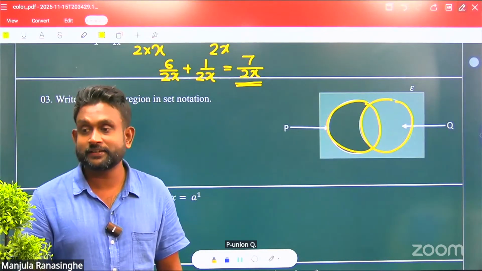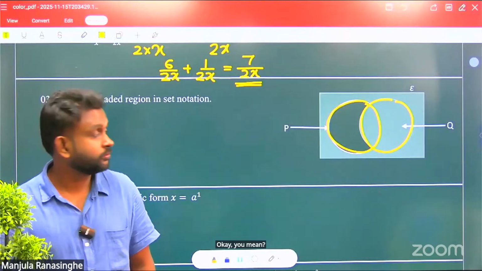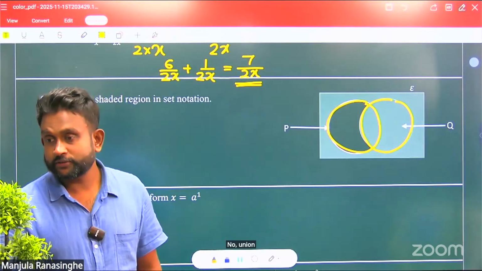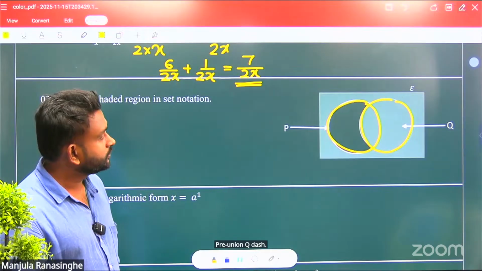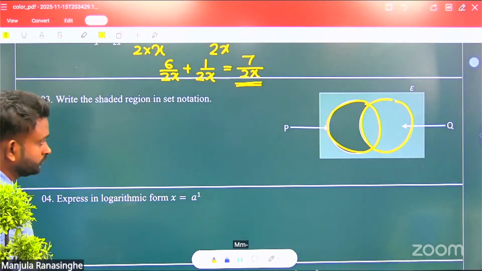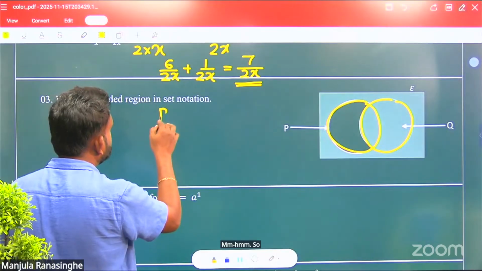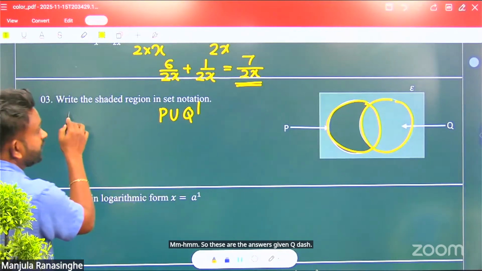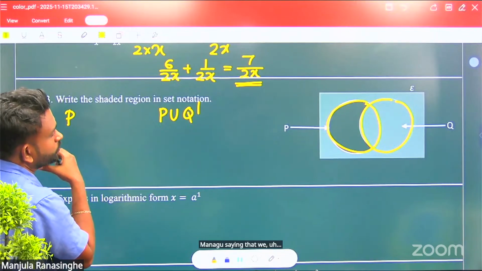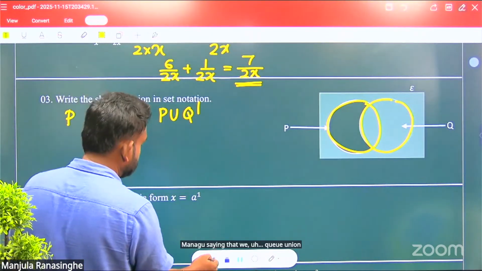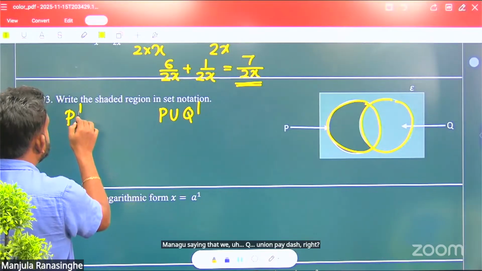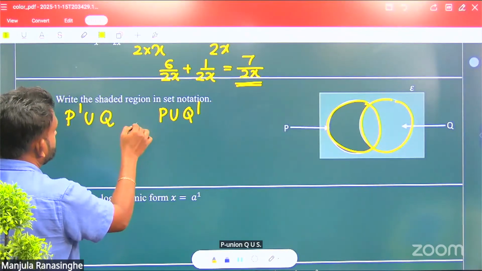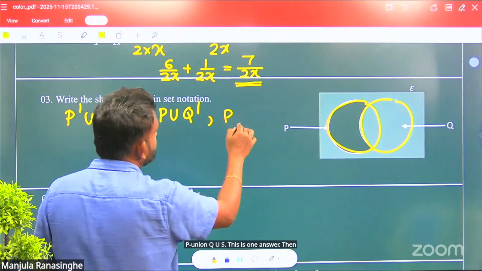What about others? Any other answers? P dash intersect Q. No, union. P dash union Q. Okay, so some say P union Q dash. Others say Q union P dash, right? P dash union Q, yes. This is one answer. Then some are saying P intersect Q dash.